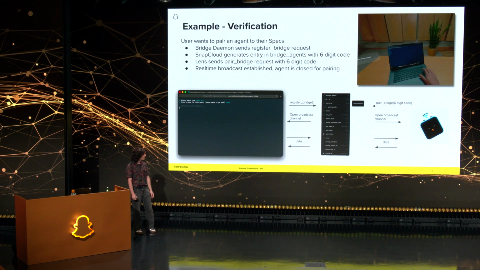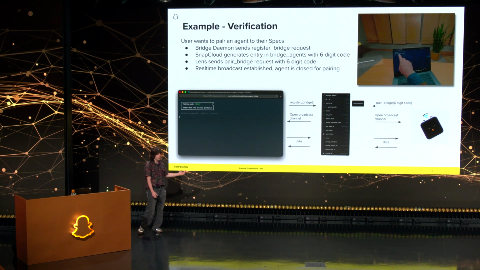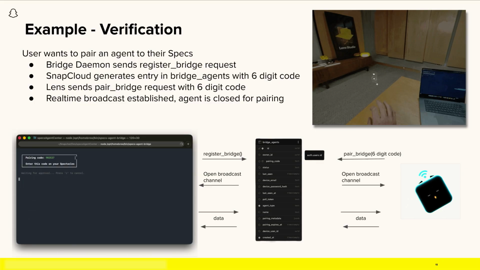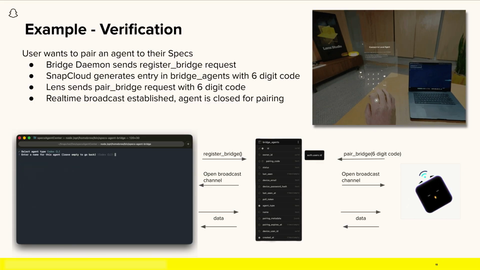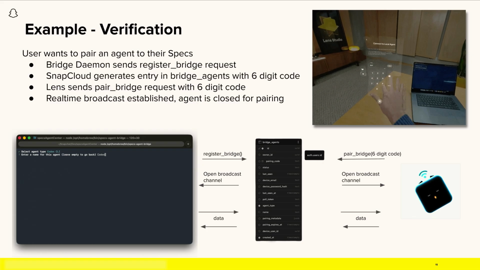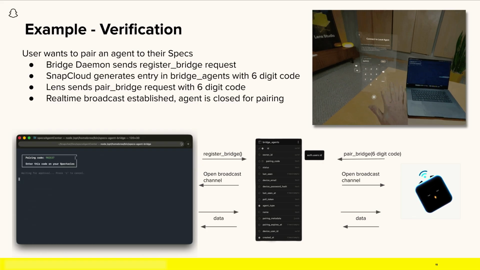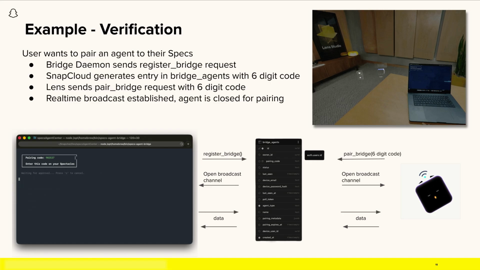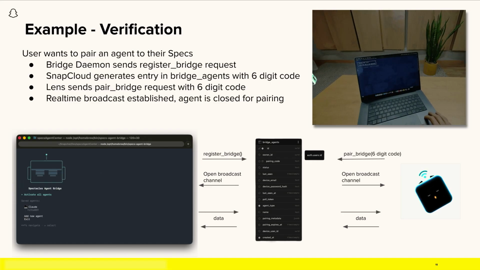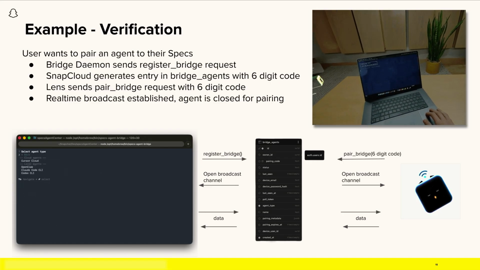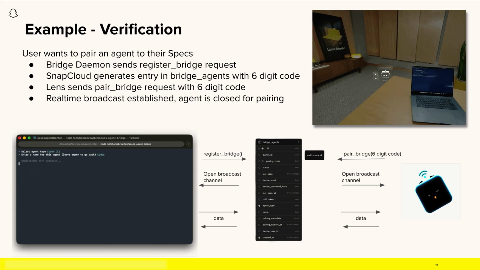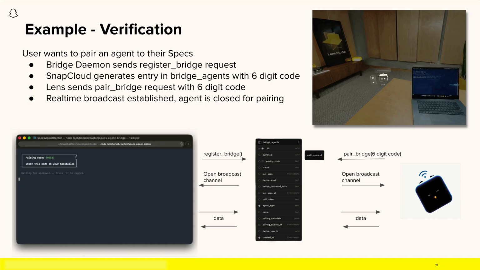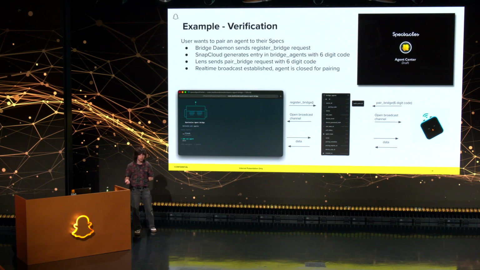So as an example of data flow, I think verification is a pretty good example of this, where it starts in the CLI, and you essentially pick what kind of agent you want to add, you give it a nickname, and this will call a function on Supabase that will then generate a 6-digit code, put that in the bridge agents table, and then on the Lens side, we're just sort of waiting for a user to put in that same 6-digit code to this table. That will create a match on this table. It'll close that for pairing, and then we send a signal to both parties to start a broadcast. So that way they can start exchanging data.